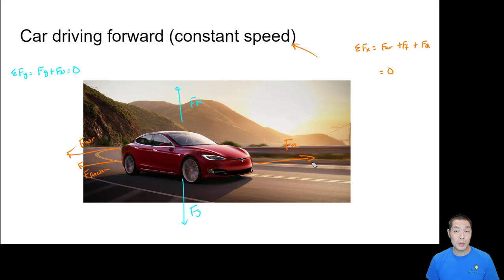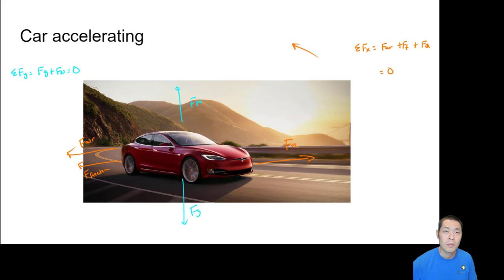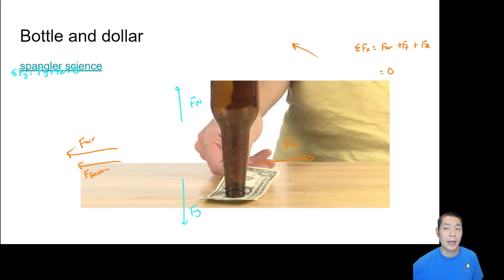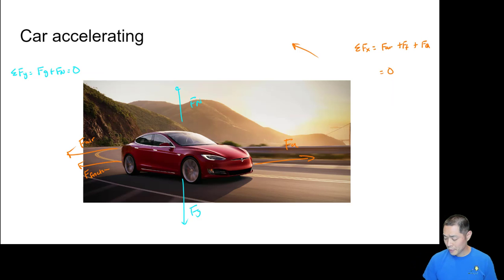Now if we didn't have constant speed, which is the next slide, then this must be bigger. If the car is accelerating, technically you don't know which way, but you know the sum of all forces is not 0. So in this case, it's going forward. The sum of all forces is positive because this one must be bigger than these two. That means we're going to accelerate forward.